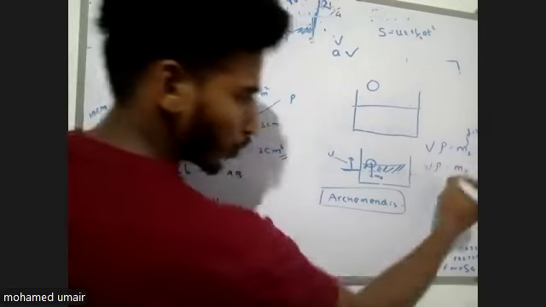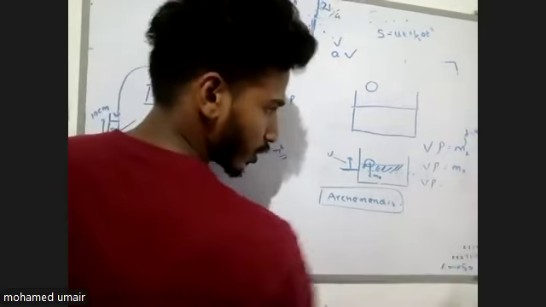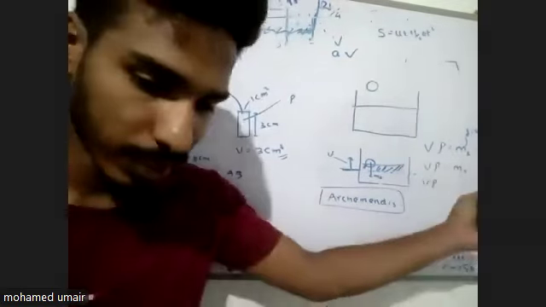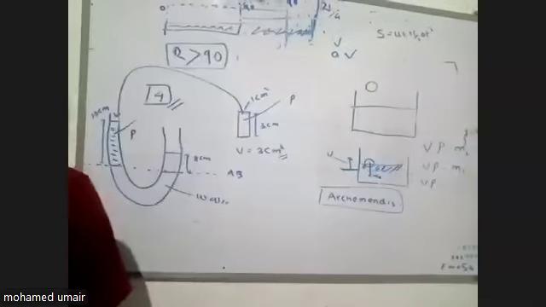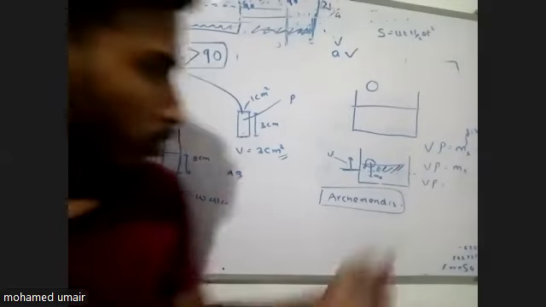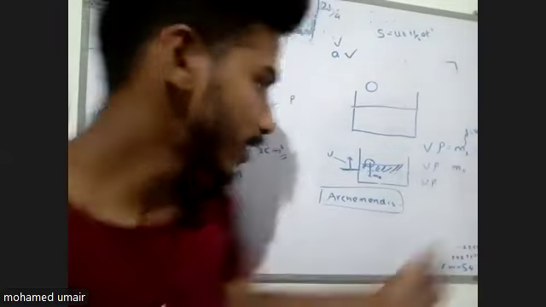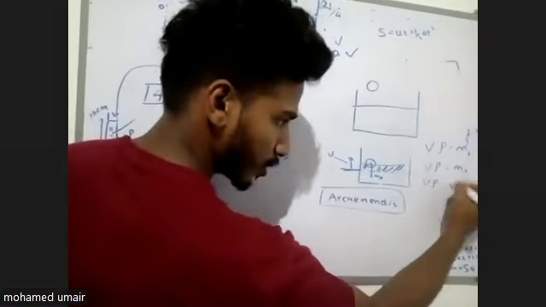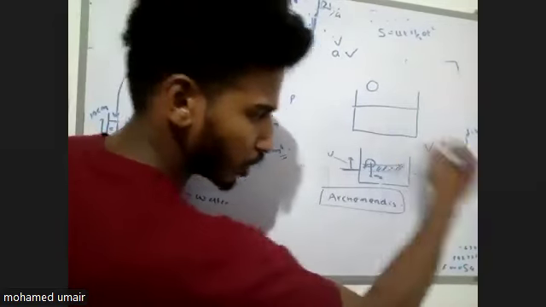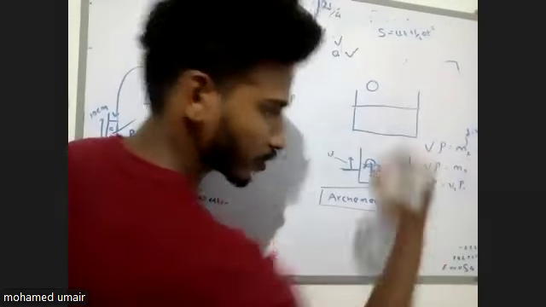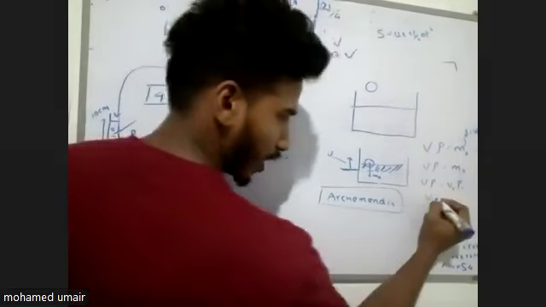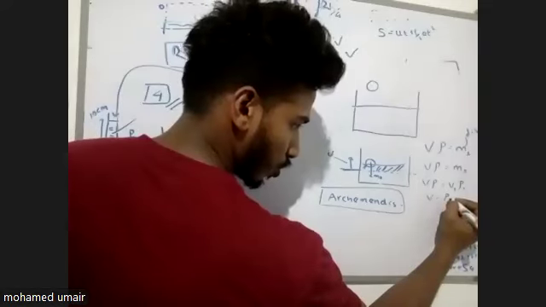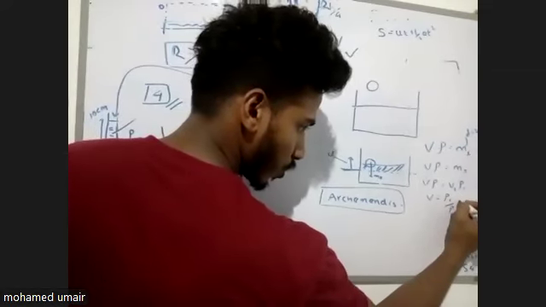So V times rho, if I write it similar to this, volume times the density will get you the mass. So the volume of the object is, let's say, V1, and the density of the object is rho1. The amount of water displaced will be V equals rho1 over rho times V1.